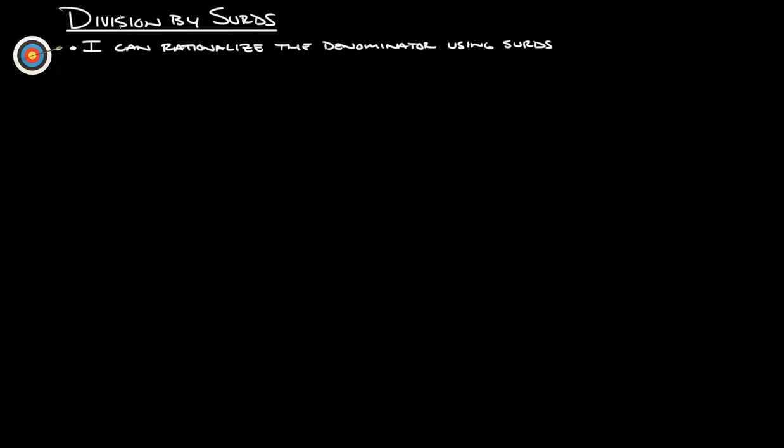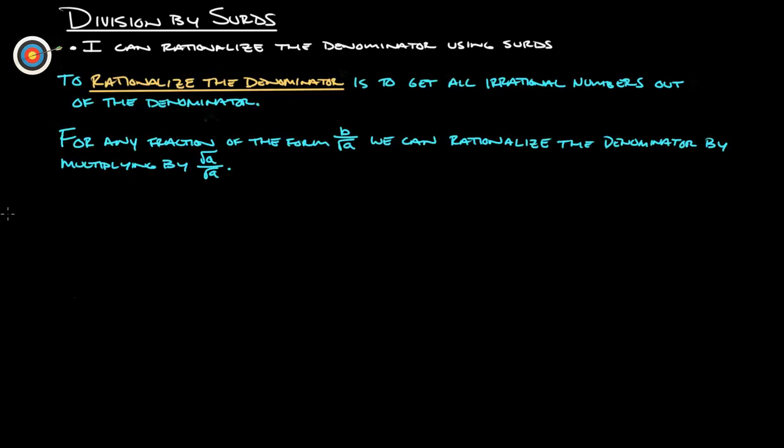I'm going to take you through the notes on division by surds. At the end of this, you should be able to say, I can rationalize the denominator using surds. To rationalize the denominator is basically to get rid of all the irrational numbers in the denominator. We can't have roots in the denominator, which is why we have to rationalize it.